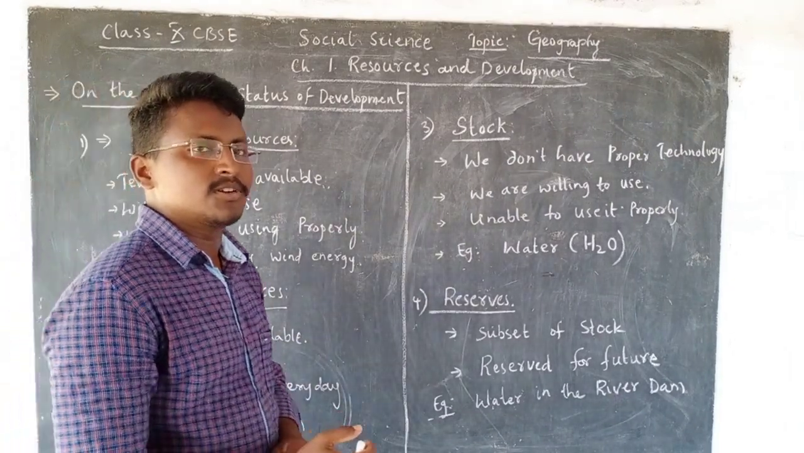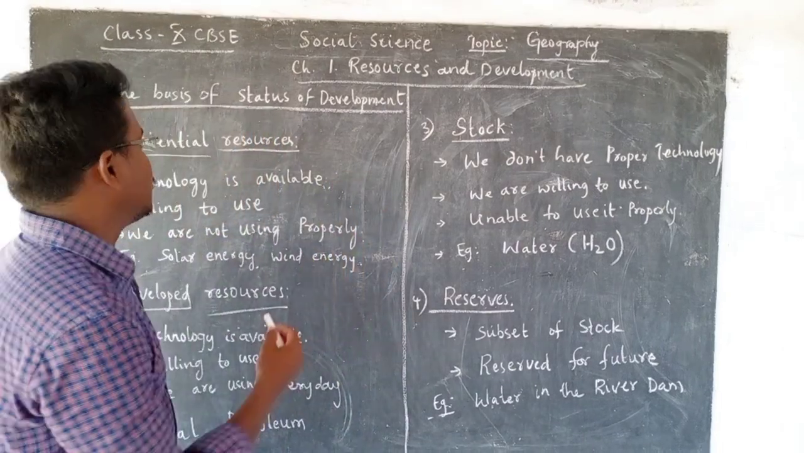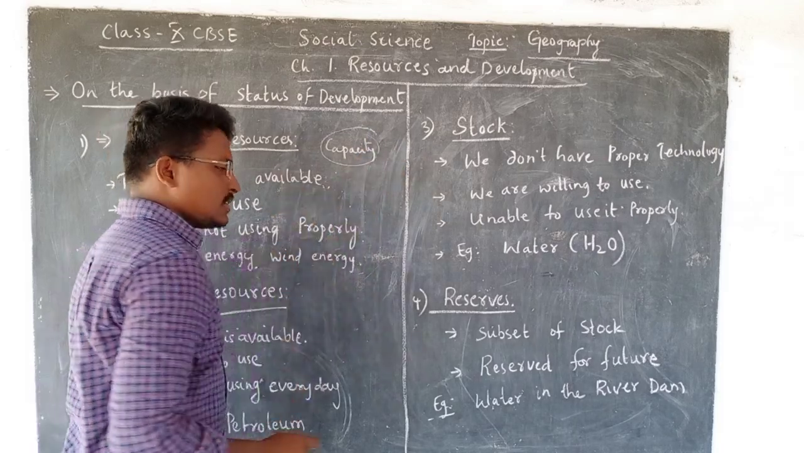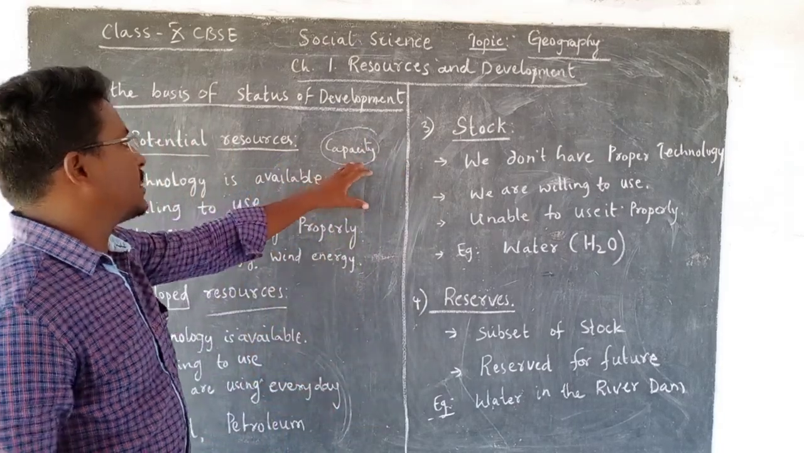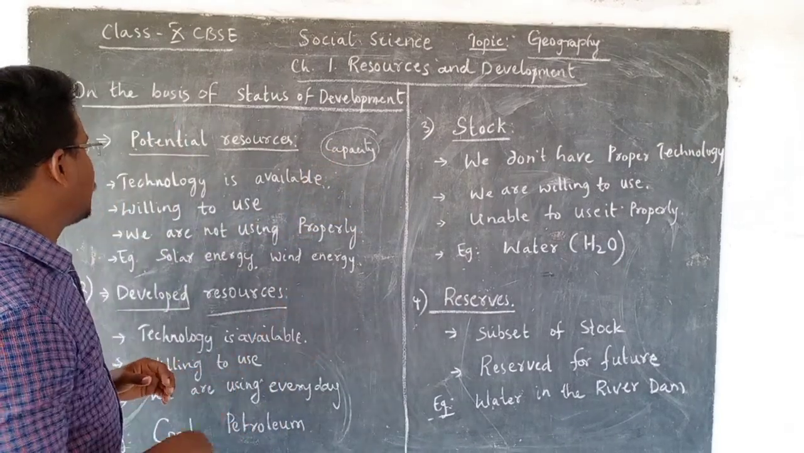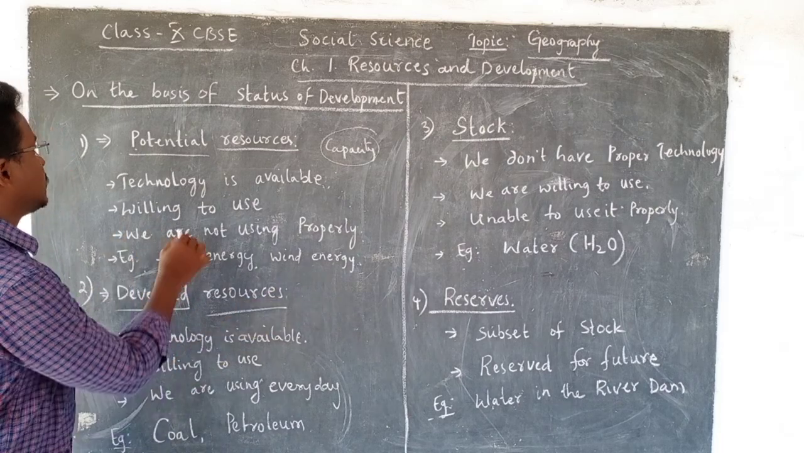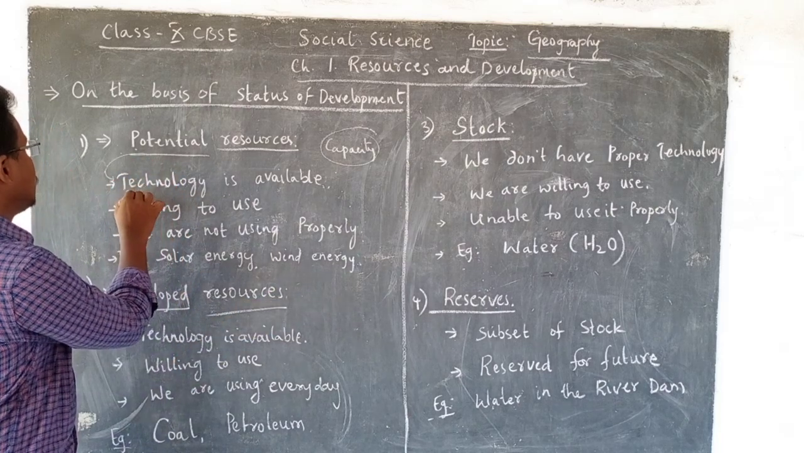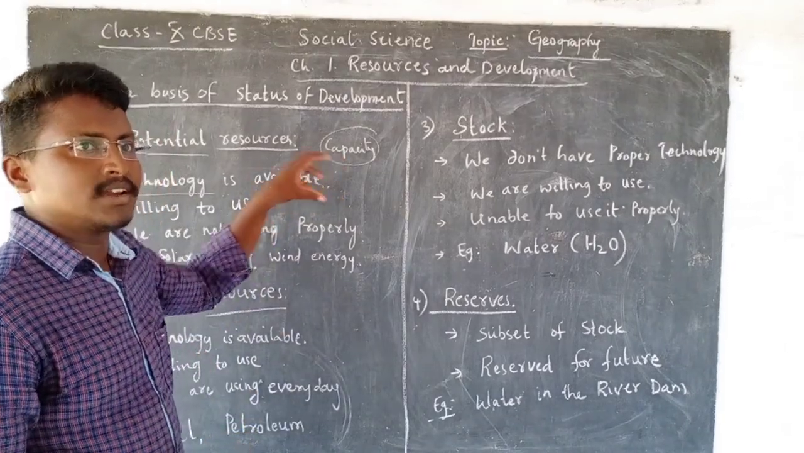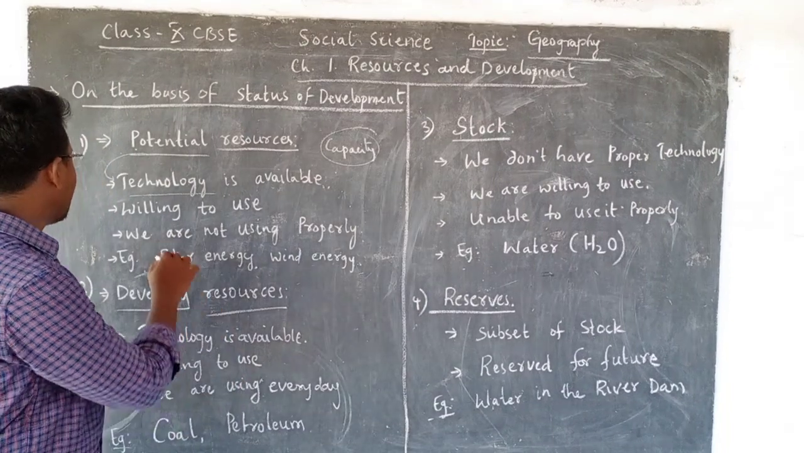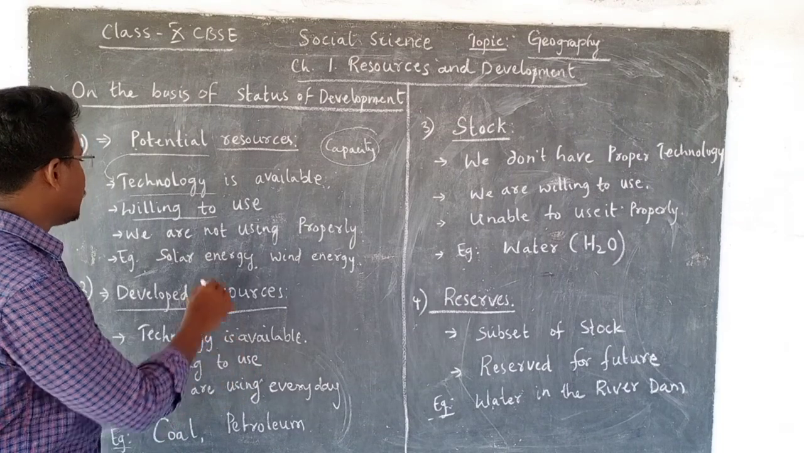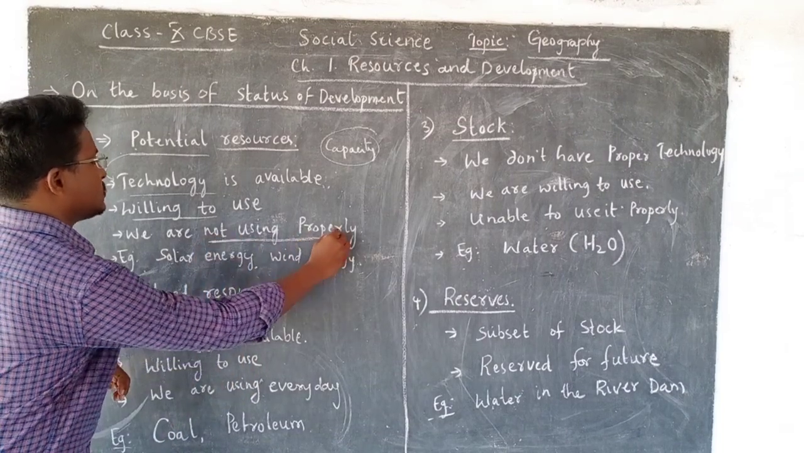Potential resources means those resources which have capacity, but we are unable to utilize these resources properly. Let me simplify: potential resources are those resources where the technology is available. We have proper technology to extract these resources. At the same time, we people are also willing to use these resources, but we are not utilizing these resources properly.